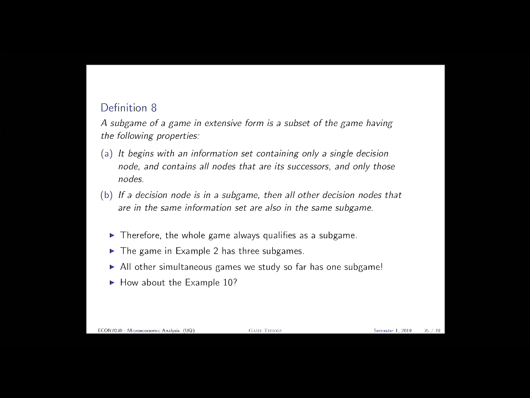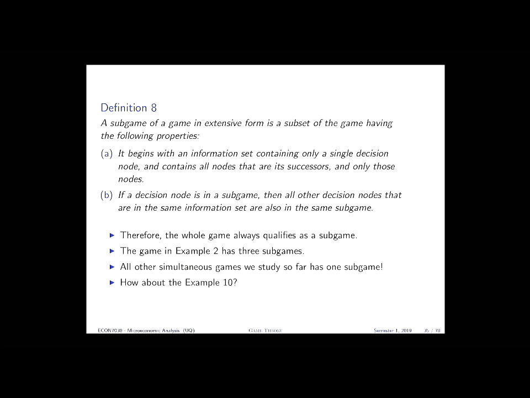To find out what an SPE is, we need definition 8 and then find SPE. What does definition 8 mean? A subgame of a game in extensive form is a subset of the game having the following properties. So I'm going to define a thing which we call a subgame. The subgame has two properties. It begins with an information set containing only a single decision node. Those information sets where we had dashed lines between two decision nodes cannot be a subgame. And it contains all nodes and their successors. So everything below that will be within that subgame.